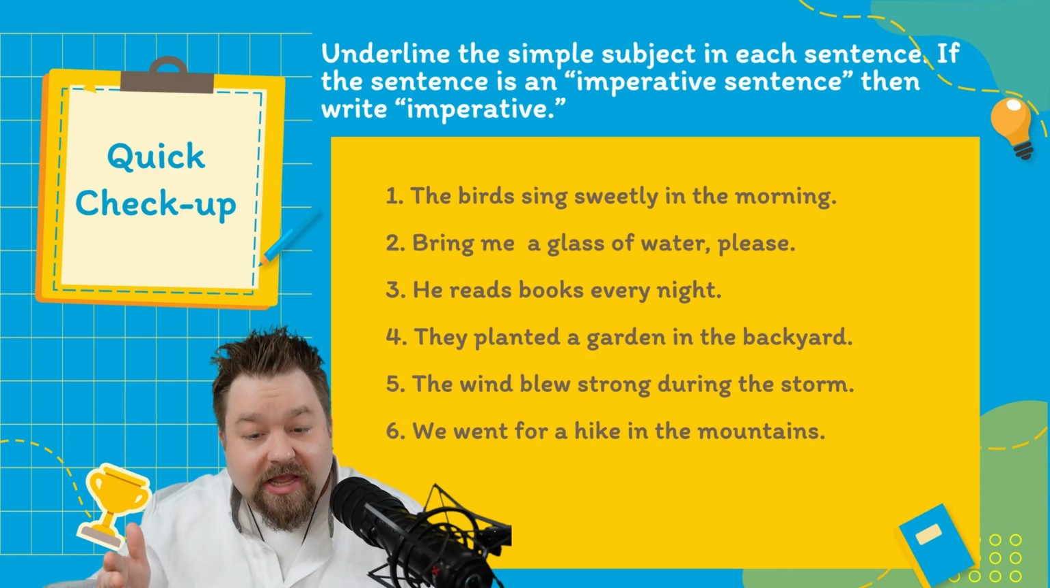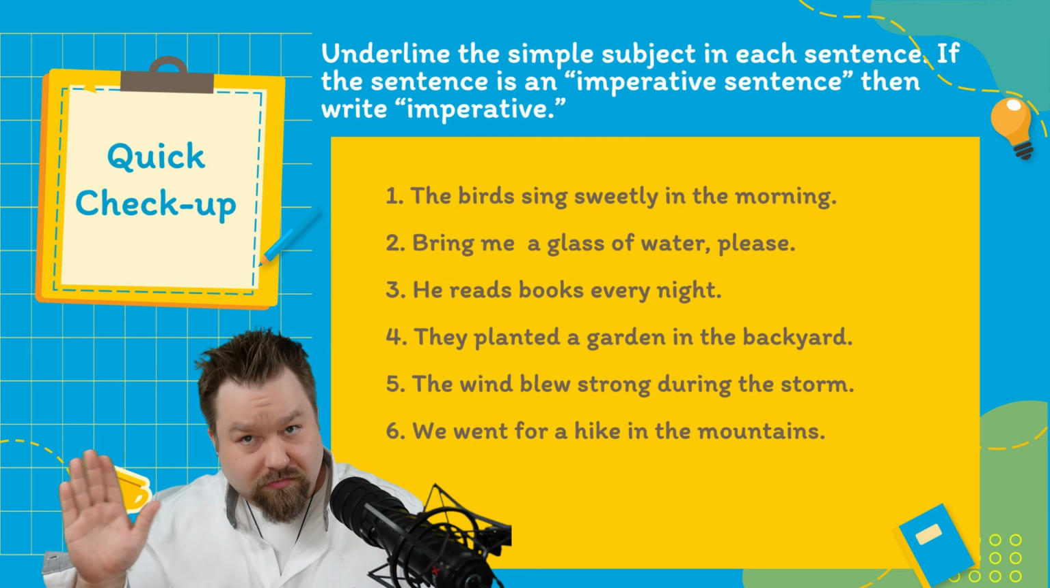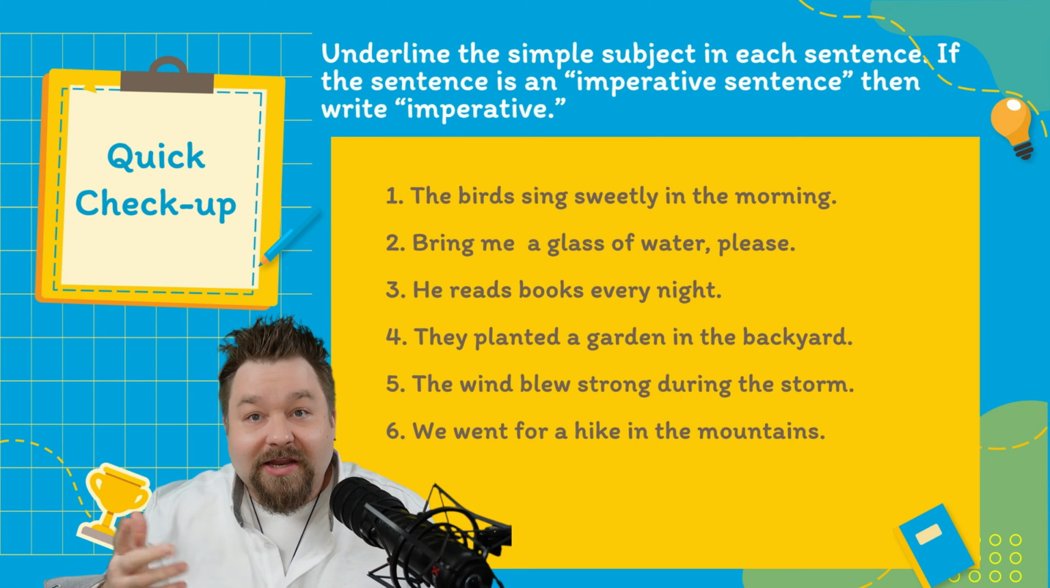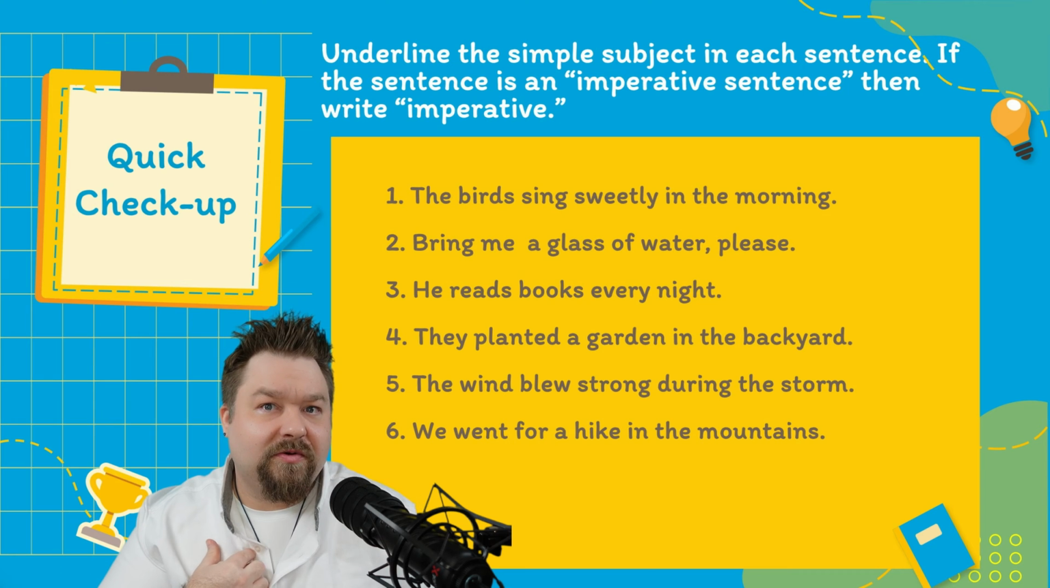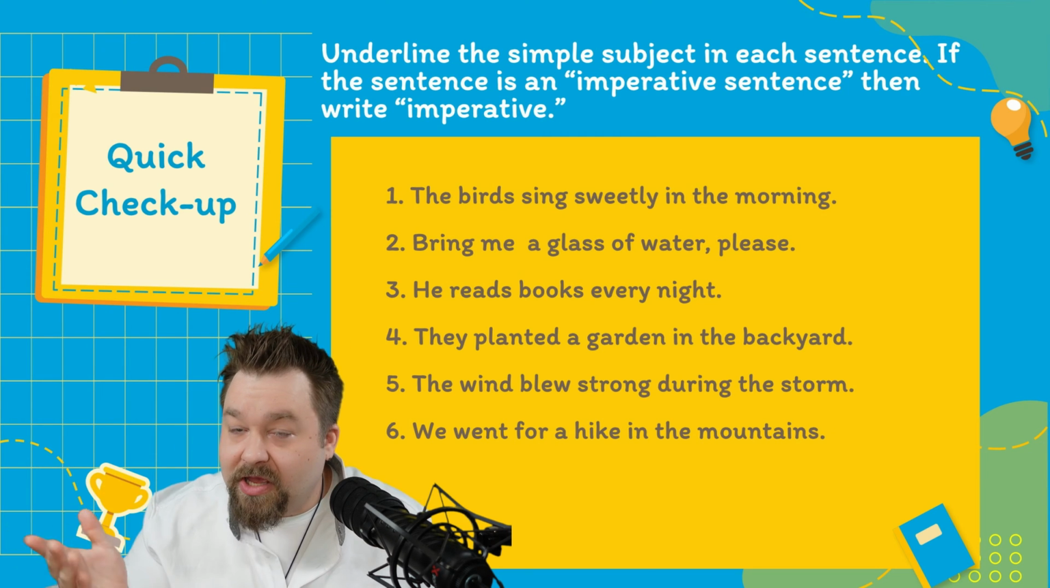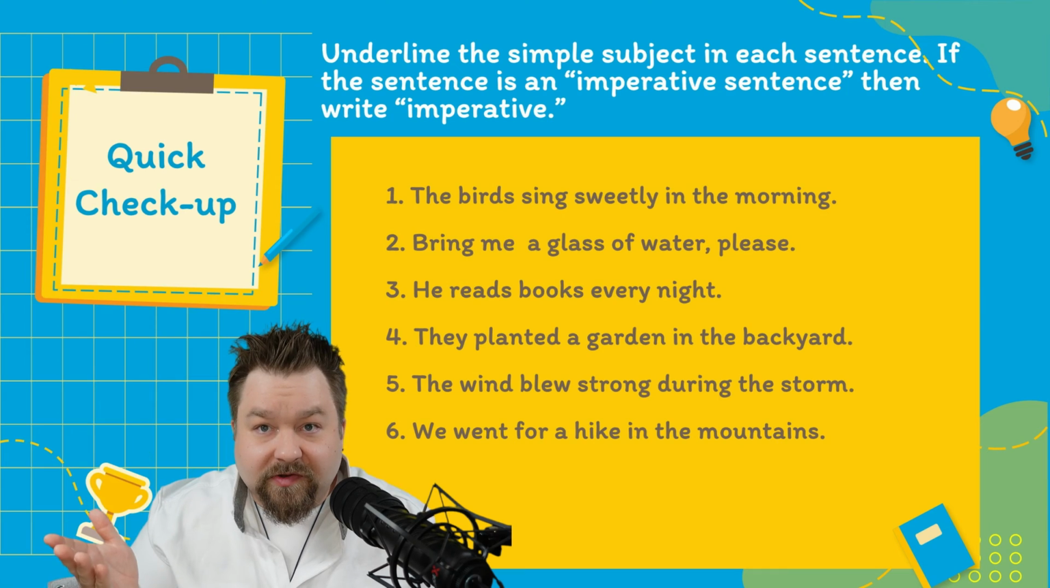So now let's do a quick checkup. Are you ready? Grab that notebook I talked about and your pencil or pen if you're fancy. Let's take a look at our first checkup here. Underline the simple subject in each sentence. If the sentence is an imperative, then write imperative. Because we know the subject in an imperative is, well, you. Pause the video and write your answers. I'll see you in a second. You pause that video.